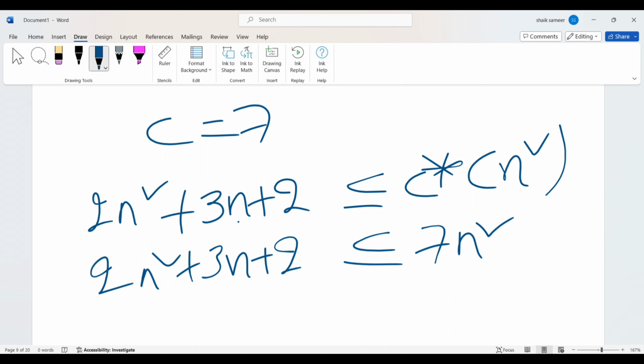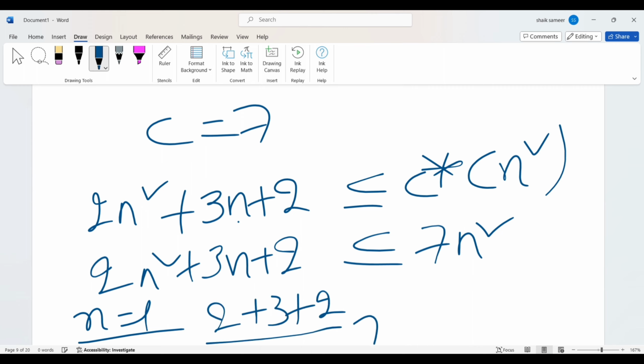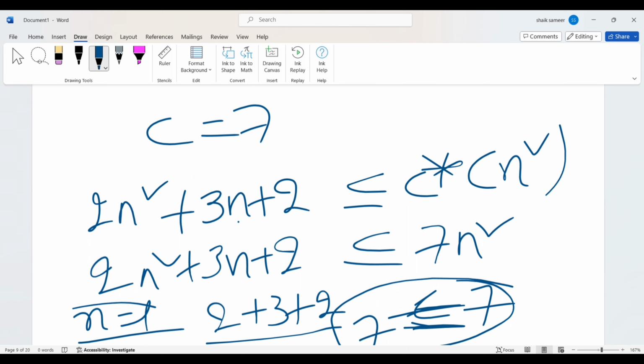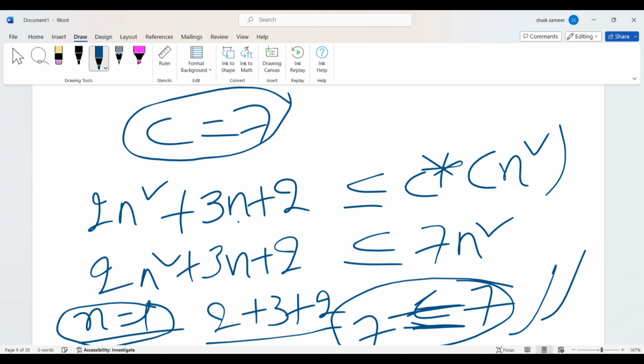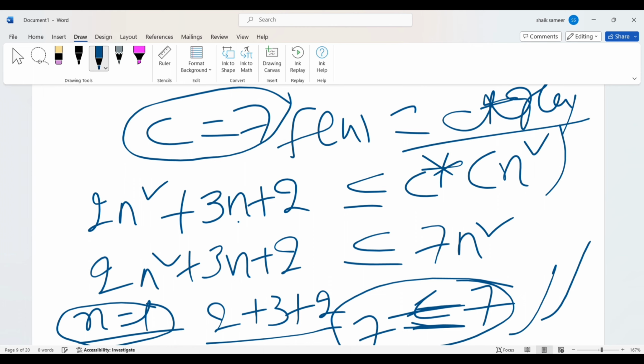So substitute n value equal to 1 now. So 2 plus 3 plus 2, this value becomes 7, and this value becomes 7. 7 equals 7, so this condition is satisfied. For n value equal to 1 and c value equal to 7, this condition becomes satisfied. So f of n is less than or equal to c into g of n; this condition we got.